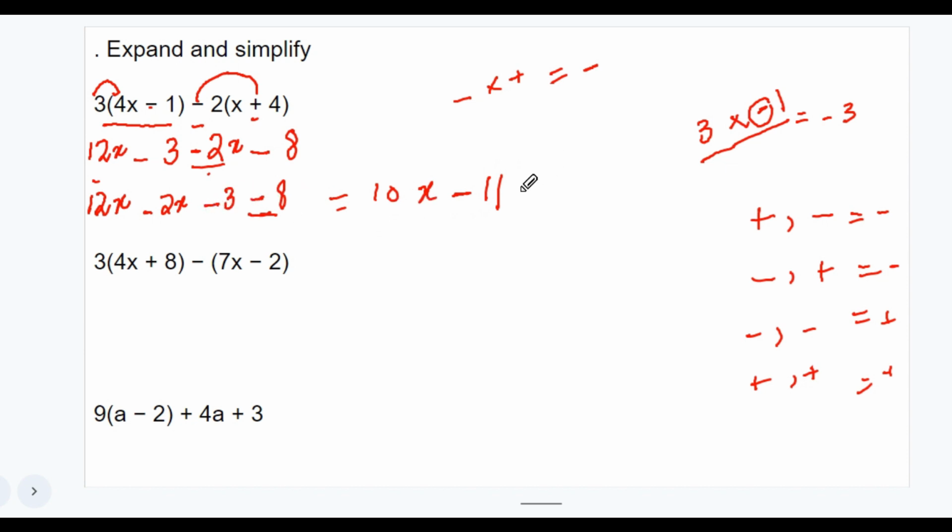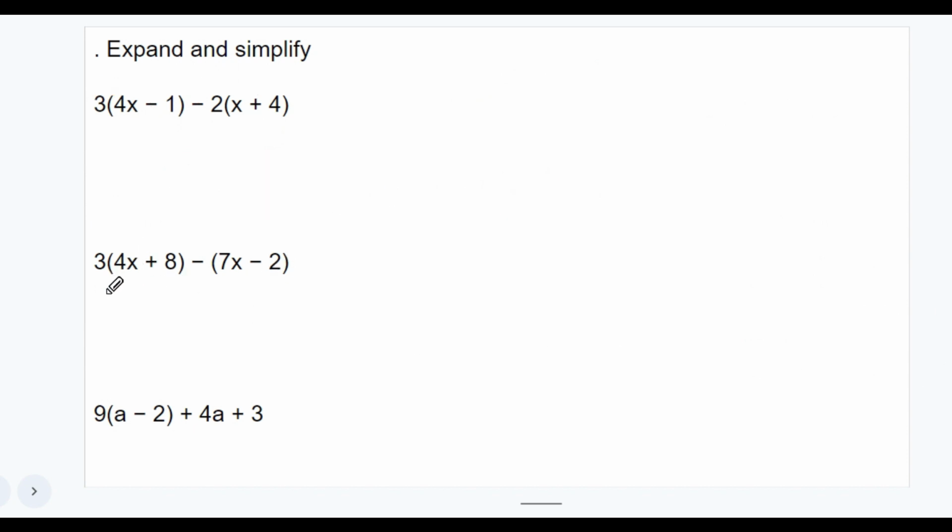Okay, so now let's do the next question, and here you need to again expand the bracket. Again you need to multiply 3 inside your bracket. That means 3 times 4, 12, and x is going to remain same. 3 times 8 is 24, and now look at, I'm just opening my bracket. There is no number outside the bracket.